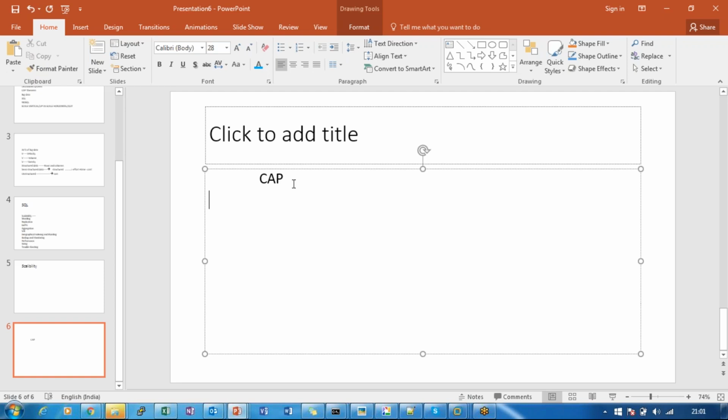Now coming to the theorem which is known as the CAP theorem. The CAP theorem consists of 3 terms: consistency, availability, and partition tolerance.